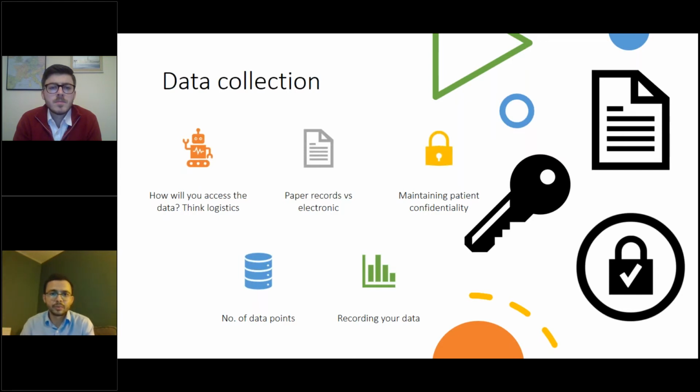It's easier with trusts that use electronic records to find the data that you need, especially if you're collecting data retrospectively. With paper notes, they might not always be available on the ward. So again, that's another thing that you need to think about: who you need to contact to try and get access to old patient records.